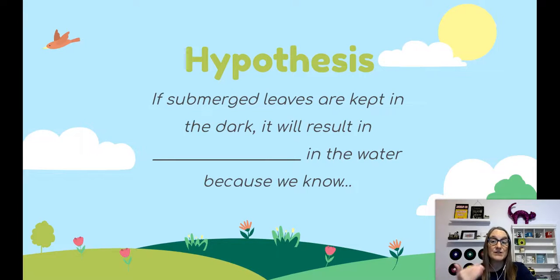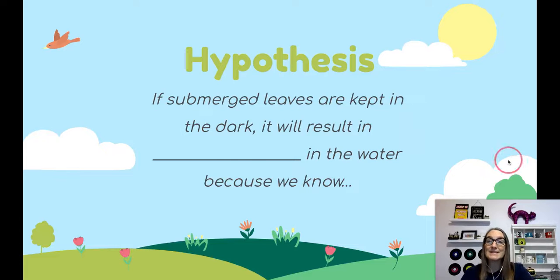There is a sentence frame on the printout to help you get started with your hypothesis. If submerged leaves are kept in the dark, it will result in blank in the water because we know, and then you carry on and explain why you believe that will happen based on what you know. So you can use that sentence frame if you like, or if you would rather write your own hypothesis, you can do so as long as you make sure that you are including evidence from what you already know about plants and leaves and gas exchange and photosynthesis and the role that light plays in that.